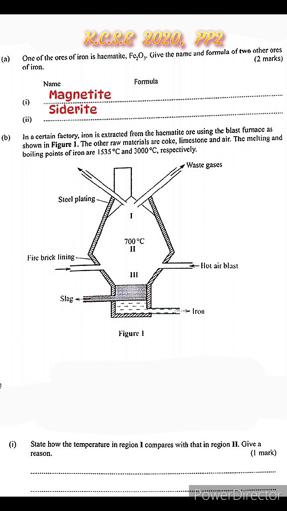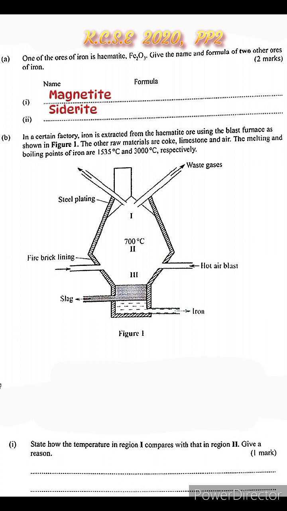Roman number 1. State how the temperature in region 1 compares with that in region 2. Give a reason. Now, before I answer this question, let us just discuss the different temperatures that are found within the furnace. So I'll be focusing on region 3, 2, and 1. Now, at region 3, this is where you have the highest temperatures within the furnace. Now, the main reason why the temperatures are extremely high is because of the exothermic reaction that occurs in this region.